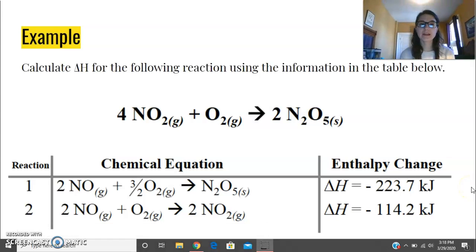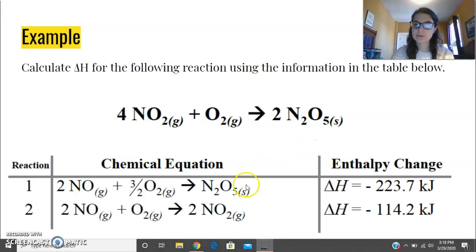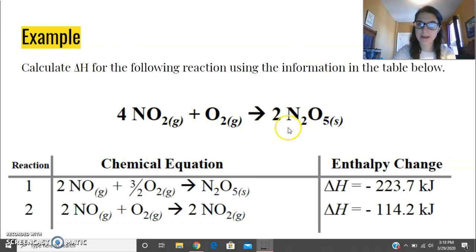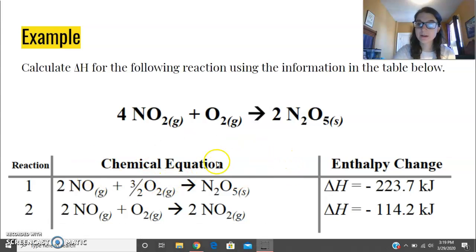So here we want to calculate the change in enthalpy for the following reaction using the information in the table below. We're given 2 reaction types and their enthalpy change. Basically, what we want to do is use these 2 reactions, add them together to make this overall reaction. These are the only 2 reactions we will be using, and we'll be using the enthalpy changes for those reactions. Now remember, we can multiply or divide these equations, and we can also reverse these equations. But whenever we make a change to the chemical equation that we're using, we also make a change to the enthalpy change value that we're using.